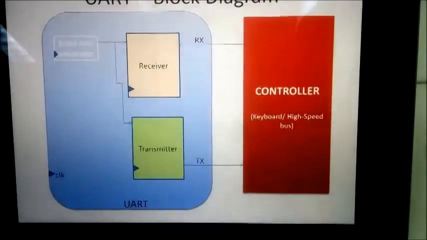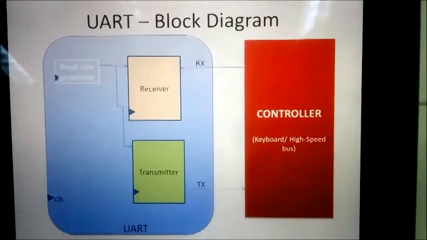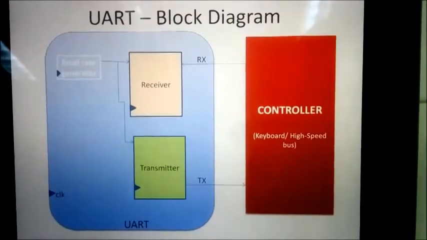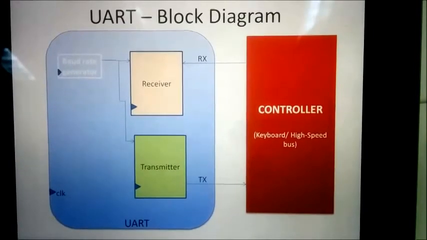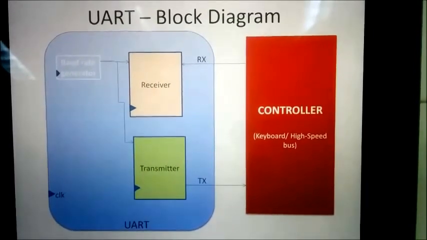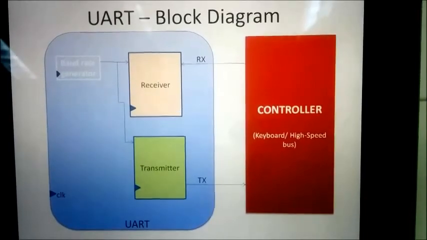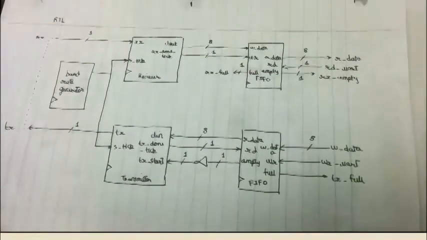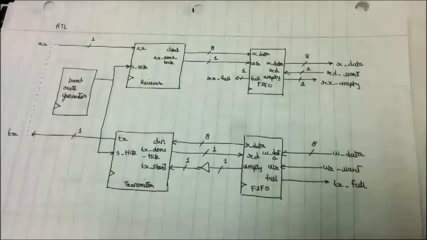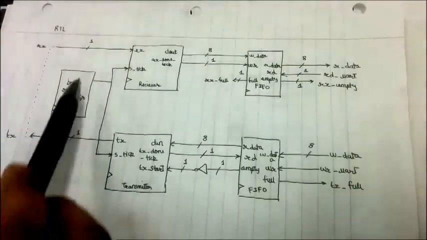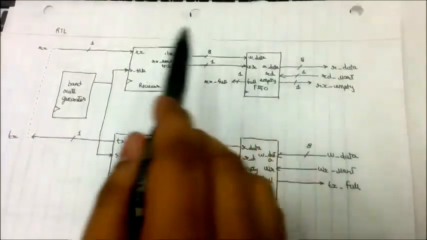Thus, a UART consists of three core parts: a baud rate generator, a receiver, and a transmitter. The function of the baud rate generator is to produce sampling ticks. These sampling ticks have a rate of 16 times the baud rate. This is an RTL of the design. It consists of three modules: a transmitter module, a baud rate generator, and a receiver module.